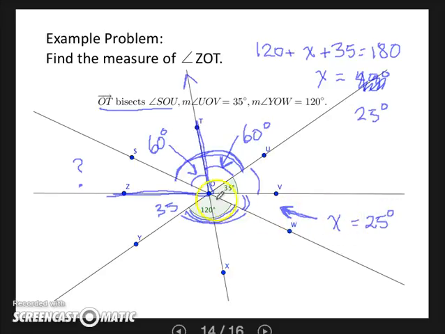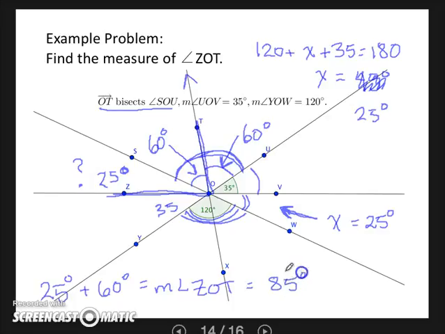then this angle here is vertical angles with this angle over here, which we were wondering about in the first place. So I now know that this angle is 25 degrees, and I can add the measure of angle ZOS to the measure of SOT to get the entire angle ZOT, which is what I'm looking for. So I have 25 degrees plus 60 degrees is the measure of angle ZOT, and that equals 85 degrees.